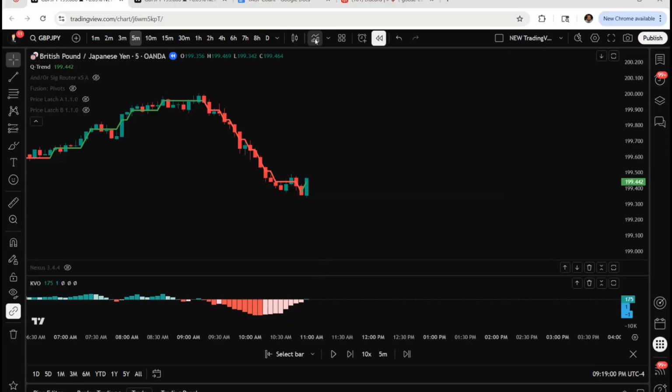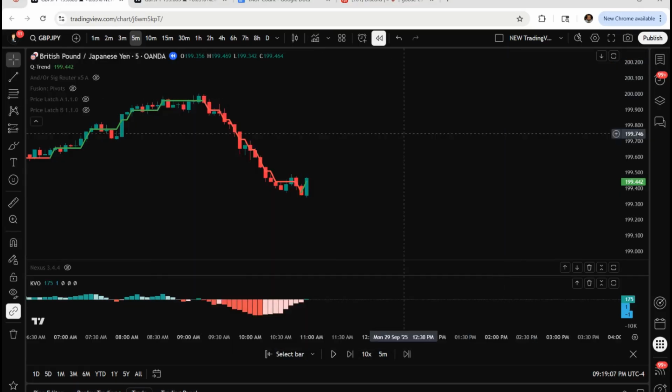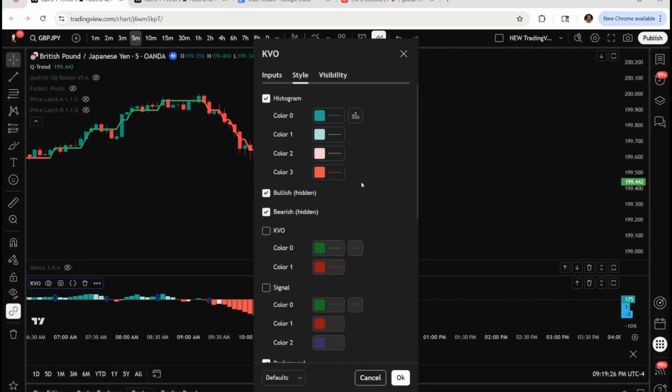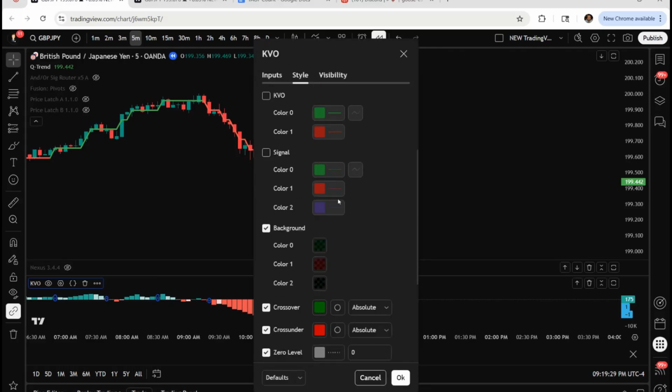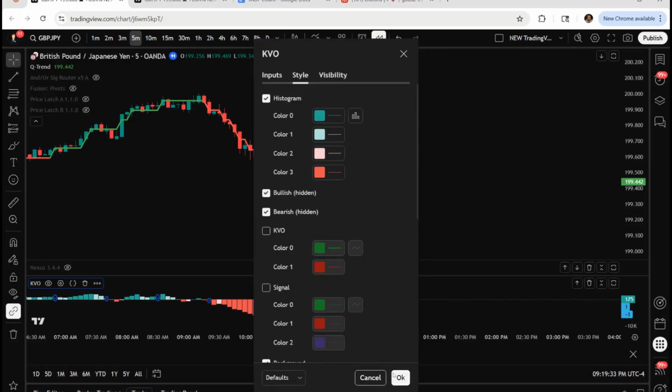The next indicator we will add to the screen is going to be the Klinger volume oscillator. It's going to be this one right here. Go ahead and click on that one and add it to the screen. And again, we'll jump into the settings and just double check that the fast length is set to 38, slow is set to 60, EMA and 13 here. Show the histogram here and uncheck these 3 selections here if any of them are checked. Jump into the styles and you can uncheck these 2 selections right here. Then go ahead and click OK.